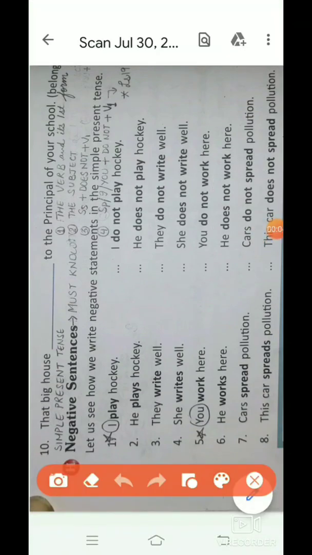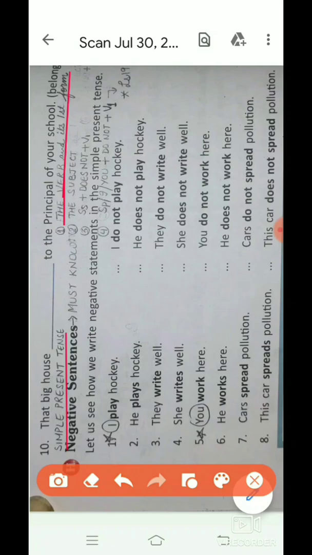So the first tense which we will be taking up for negative sentences is simple present tense. What you need to remember or what you must know before you take up this part is the verb and its first form. Whenever you read a sentence, you must know which is the verb in the sentence, and along with it, what is the first form of that verb.